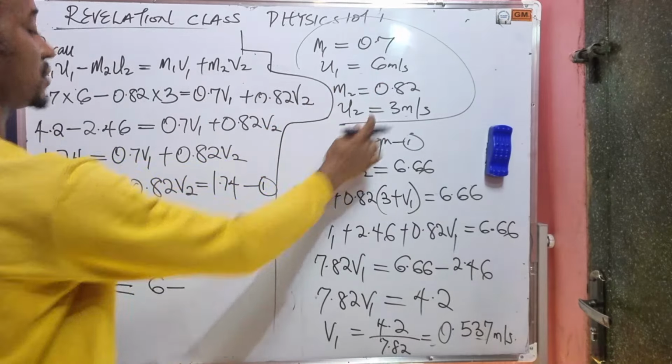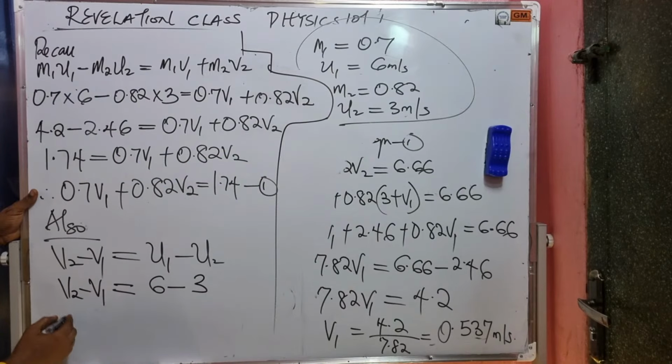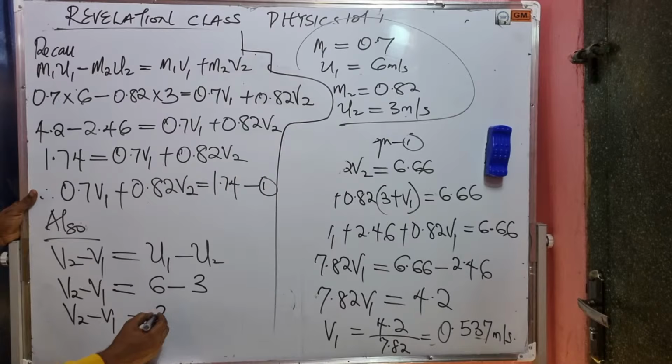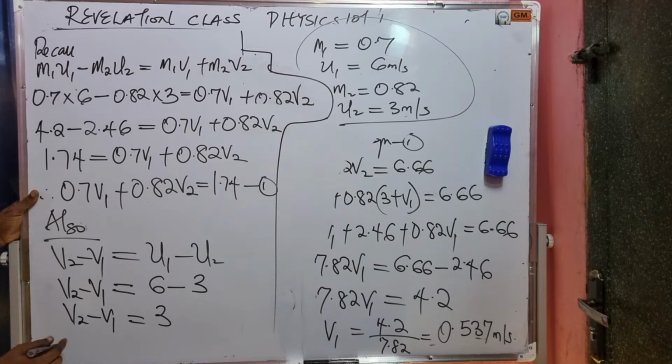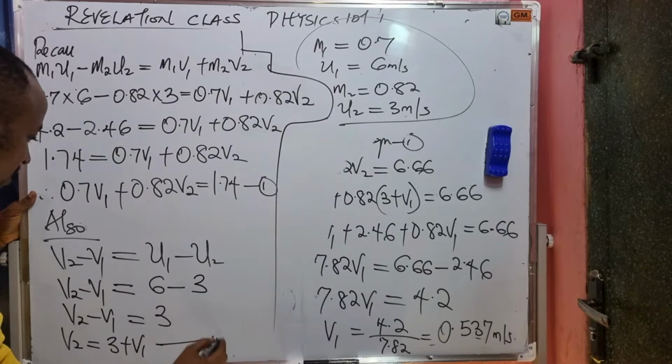Our U2 is what? It is 3. So this will give us what here? V2 minus V1 equals 3. So by the time we solve this, we have to make our V2 stand alone as the subject of the formula, meaning my V2 becomes 3 plus V1. That is equation 2.